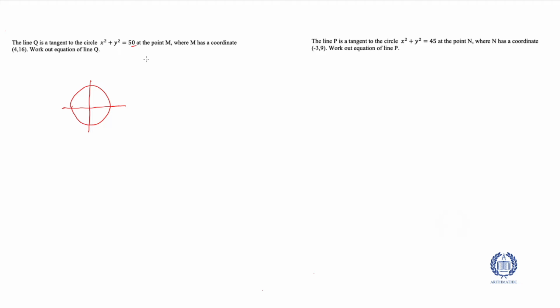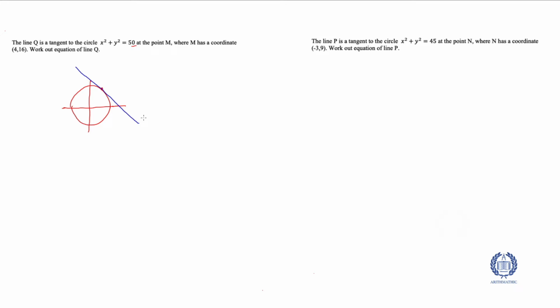So they're saying that M has coordinate (4, 16), and it's a tangent. One thing you need to understand about tangents is that when something is a tangent to something, it just touches the point. So when it's saying line Q is a tangent at M, and M has coordinate (4, 16), that point is going to be somewhere here, right? And the tangent, again it's not going to be a good drawing, is the line that just touches the point. That's what the tangent is.